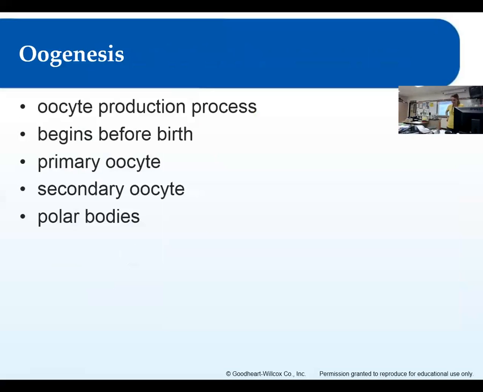All right, oogenesis. So oogenesis, like I said, females have 1 to 2 million oocytes at birth. And then at puberty, they usually still have somewhere, wait, that doesn't work.